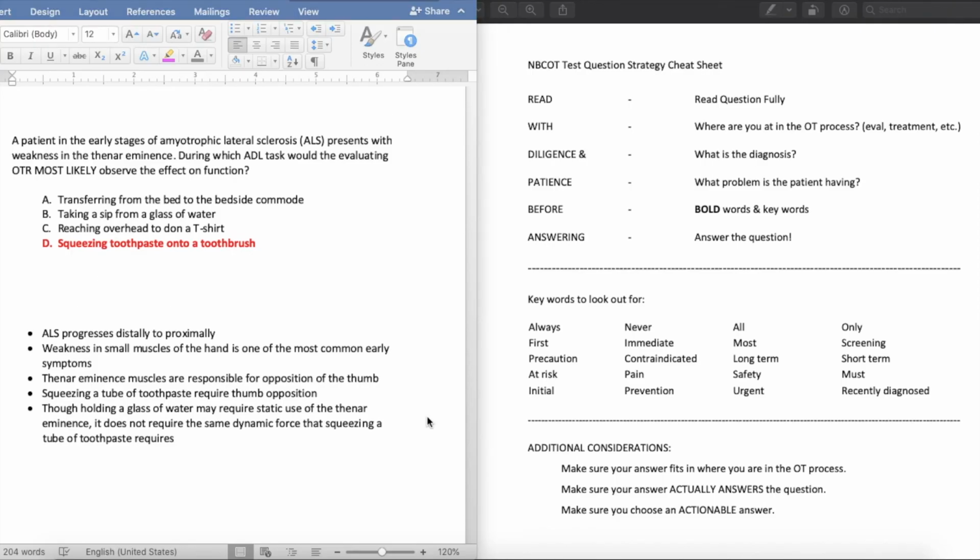Okay, great. So that is how you are going to go ahead and put this strategy to use. This was just a sample today to show you how to put this strategy to use.